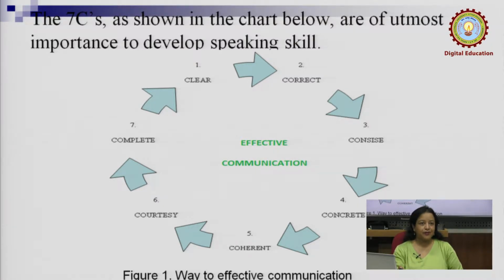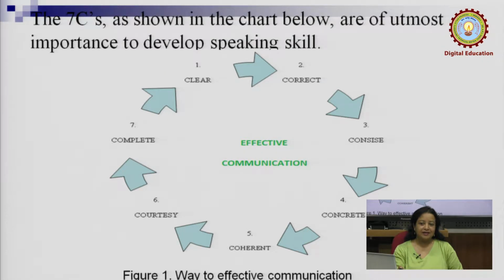This chart below will help you to develop the speaking skills. You see here the message should be very clear and it should be correct, it should be concise, it should be concrete, it should be coherent, it should be courteous and it should be complete. The idea should be complete. Now, all the 7 C's are interlinked with one another. You cannot escape any one of these.